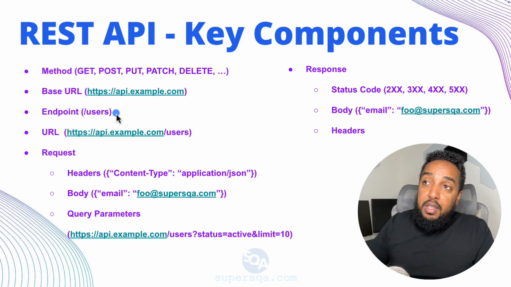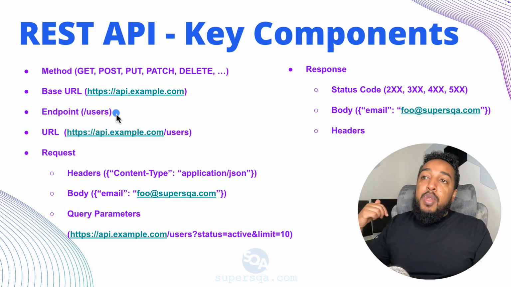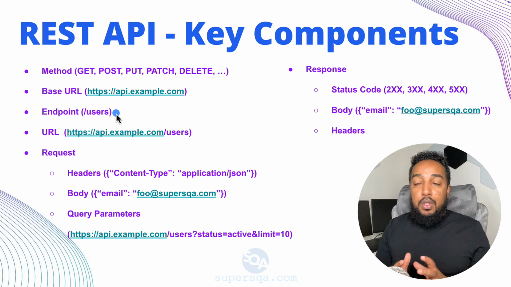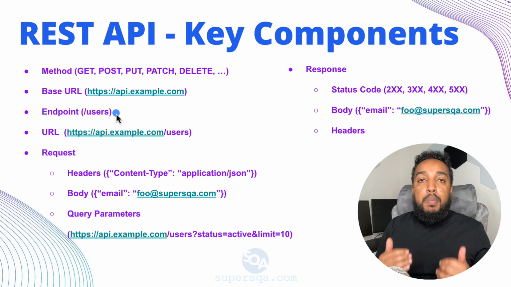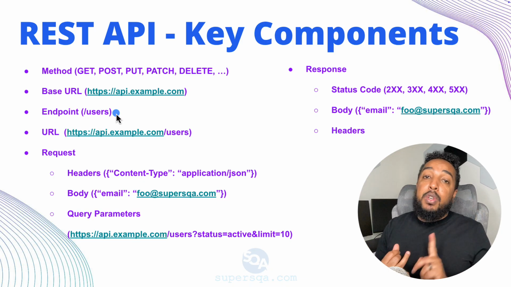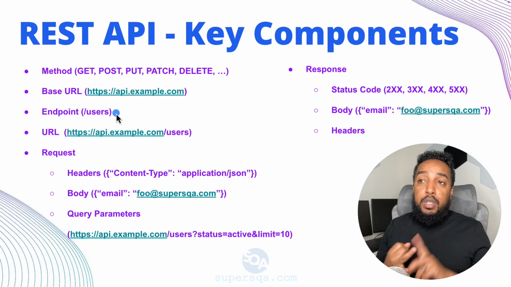There are methods: get, post, put, patch, delete, and a few more. But get, post, put, and delete are the most popular, the most frequently used. You have a base URL. So when somebody talks about a specific API, those are the things you have to know about that API to be able to use it. What method is it? Is it a get API, a post API, a put API, or a delete API, or a few more? Then you've got to know the base URL. Then you've got to know the endpoint.